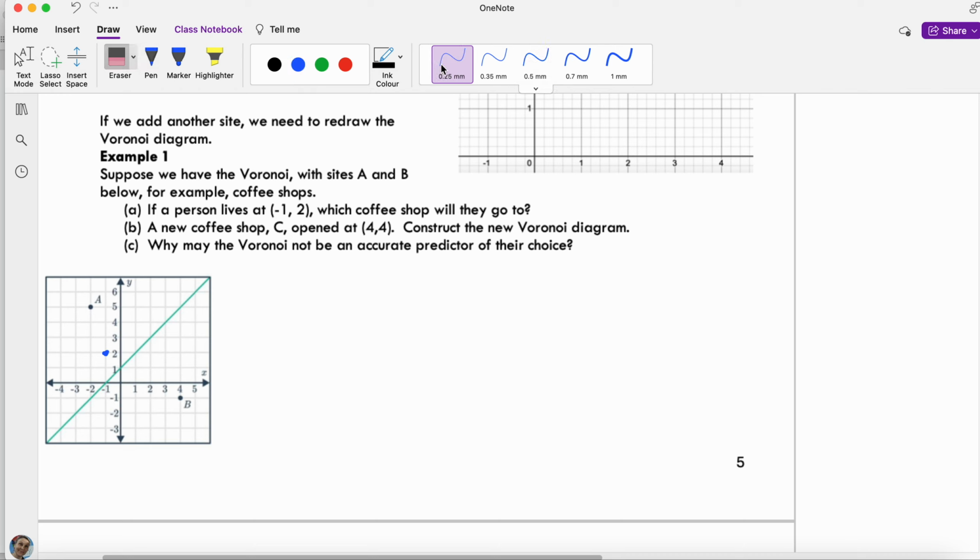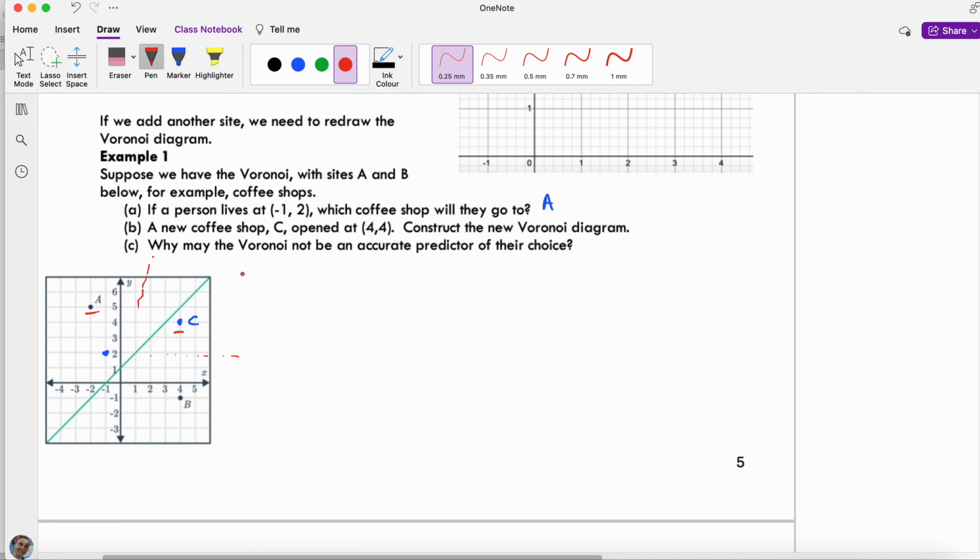Okay, so now a new coffee shop, C, opens at 4, 4. So here's 4, 4. See? Then what we need to do now is construct a new Voronoi diagram. Remember that this green line split A and B. So what you're going to have to do, just start with one at a time, is we're going to now have to split A and C. So we'll need something like this. And then we'll need C and B, so we'll need something like this. And then the perpendicular bisector between A and B going this way will stay. Okay. So let's start with that.